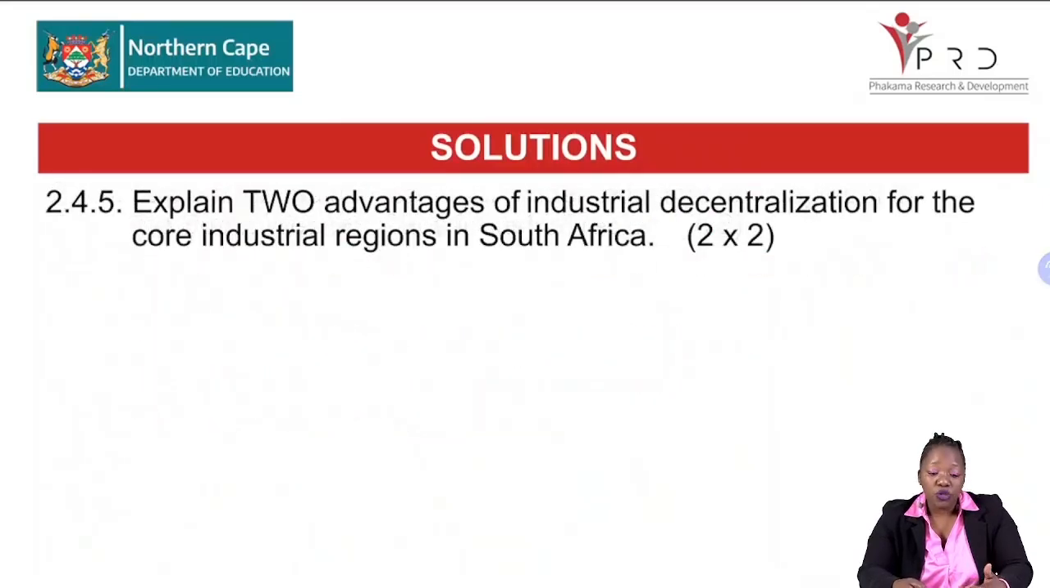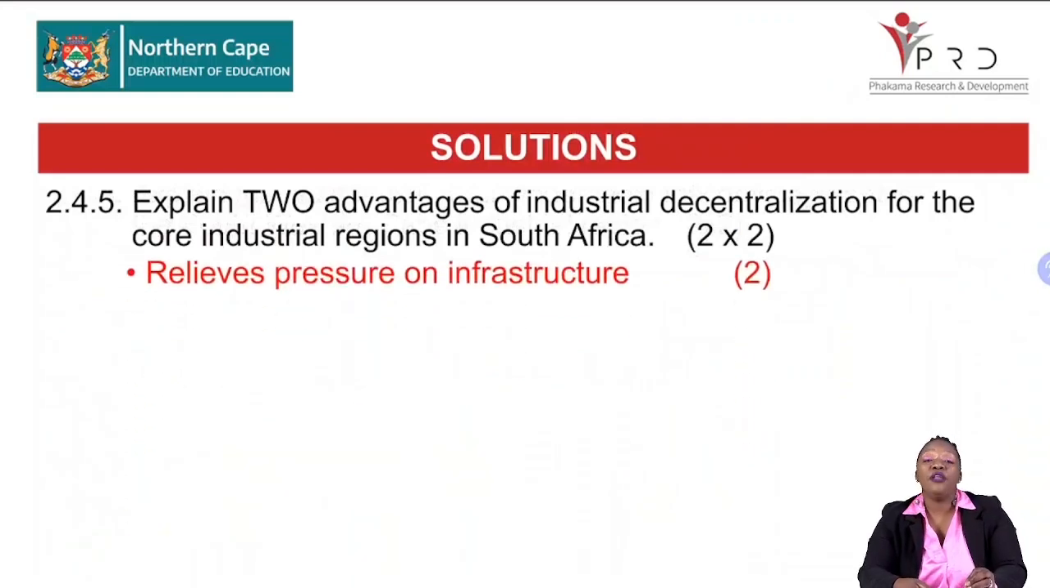They won't be able to expand. Then number 5, you need to explain 2 advantages of industrial decentralization for the core industrial region in South Africa. Again, you will understand when you're talking about decentralization, we are moving industries into the areas whereby they are disadvantaged.